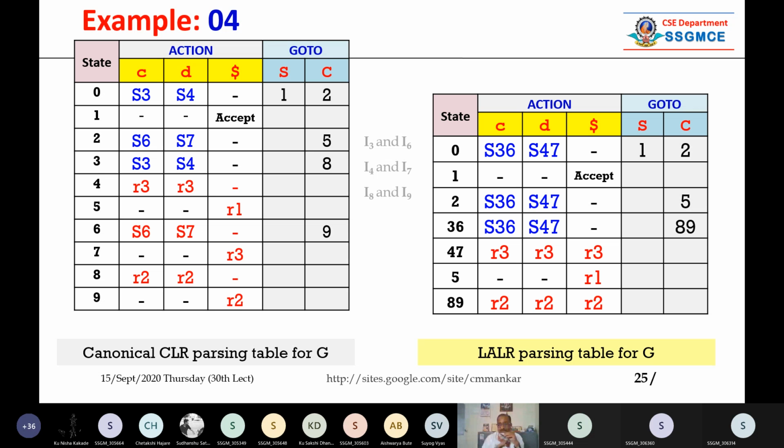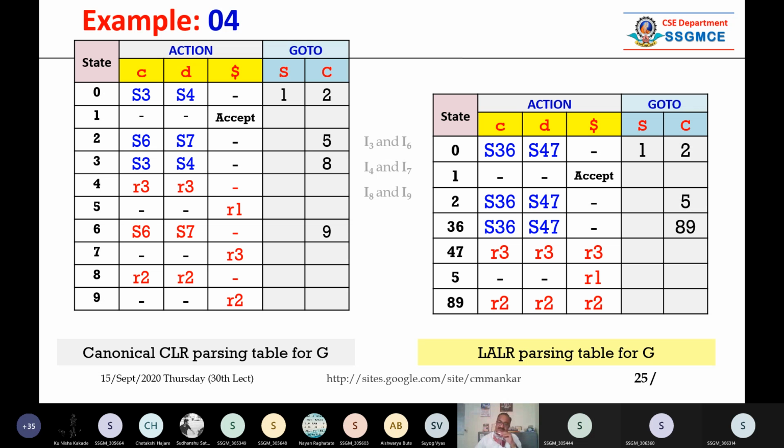So in this way, we are merging them and preserving the equivalence. In other words, this LALR table is equivalent to the CLR table on a grammatical level.